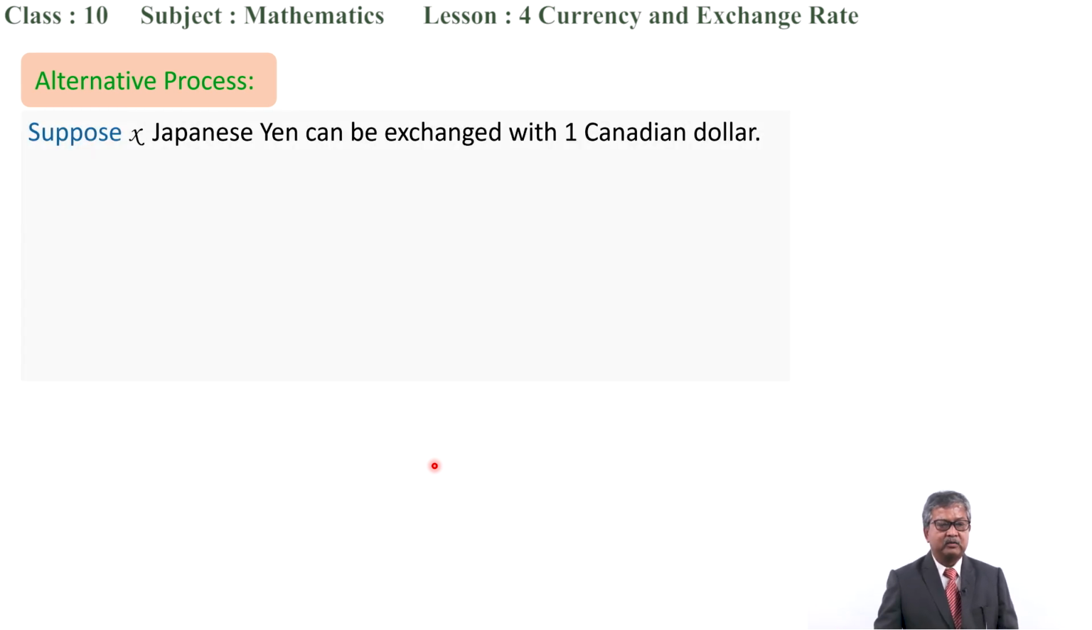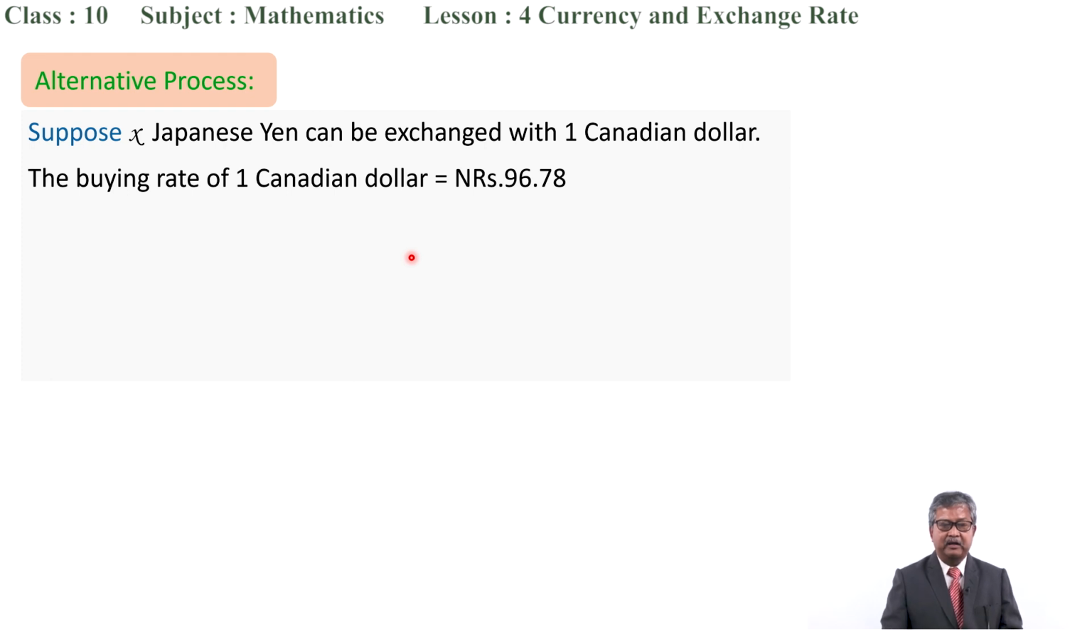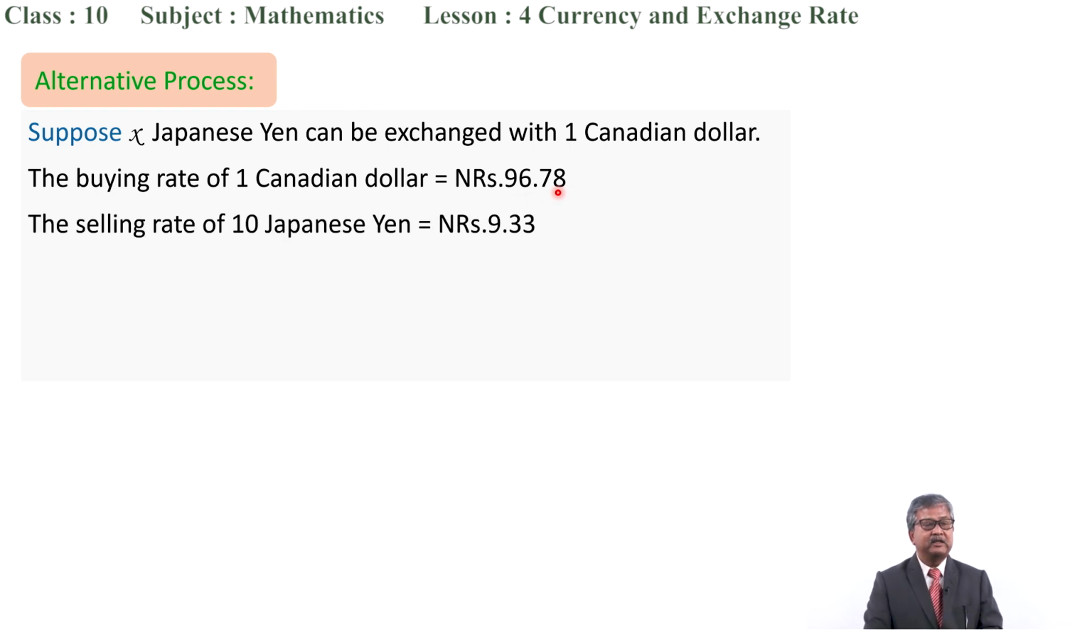Now suppose X Japanese yen can be exchanged with 1 Canadian dollar. Now another method I am going to discuss with you. X Japanese yen we can exchange with 1 Canadian dollar. But what is the buying rate of 1 Canadian dollar? The buying rate of 1 Canadian dollar is equal to Nepalese rupees 96.78. And what is the selling rate of 10 Japanese yen? The selling rate of 10 Japanese yen is equal to rupees 9.33, isn't it?